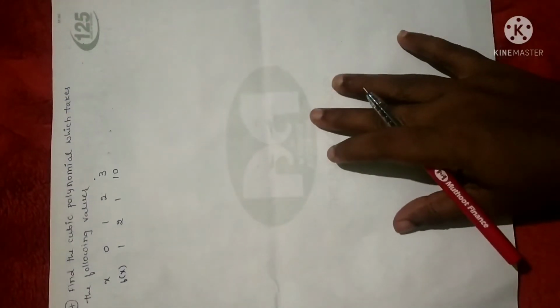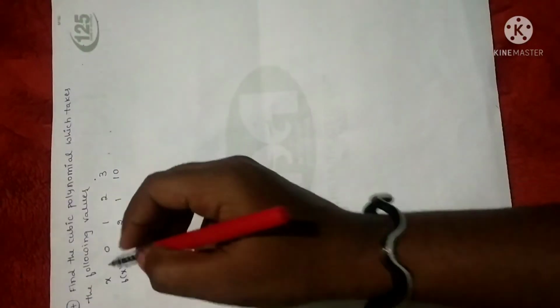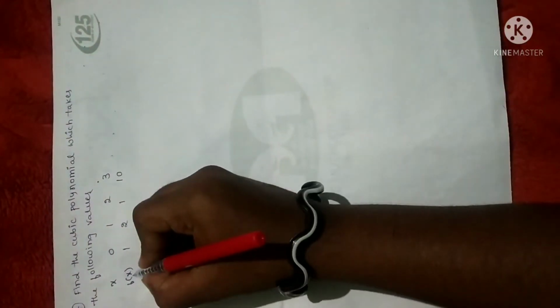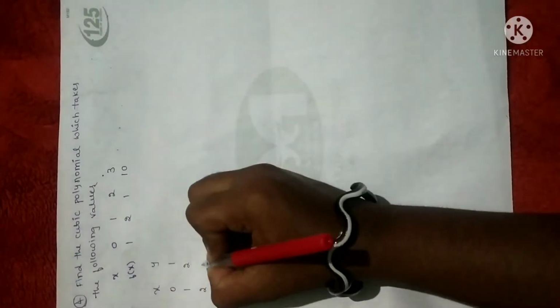Here is the next problem. We have to find the cubic polynomial. So after simplification, you will get back the polynomial which is of degree 3, which takes the following values. So x and f of x. F of x is none other than y value. So x and y values are given. First you have to construct the forward difference table. So for that, let me write the given values. So x values and y values are 1, 2, 1, 10.